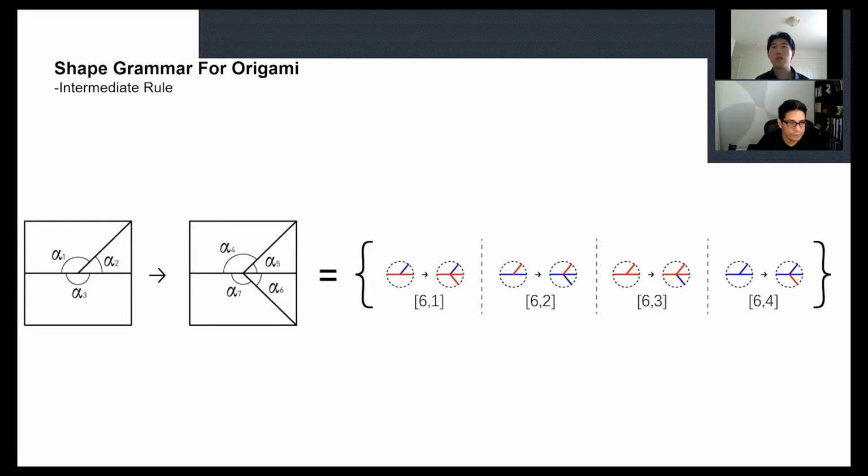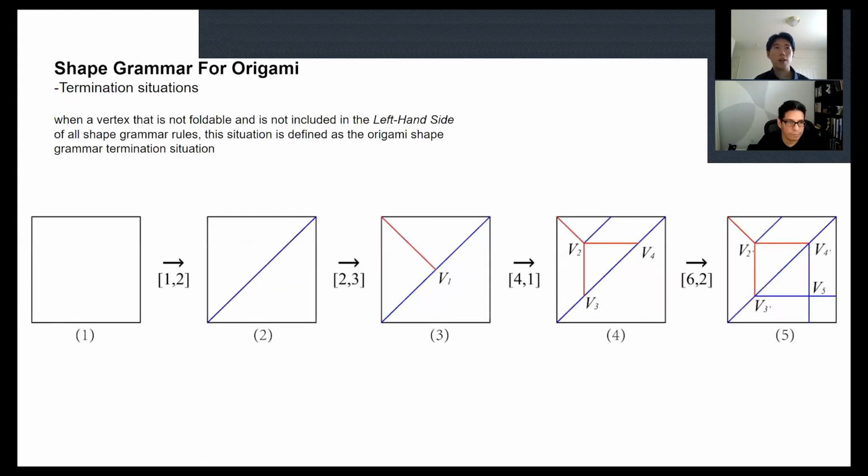One of the series of these rules is shown here. It creates a new line connected to the vertex, and the angles between crease lines meet the requirements, which is alpha 6 equal to alpha 5, and alpha 6 plus alpha 7 equals 180 degrees. And also, the final crease pattern needs to satisfy all the mathematical theorems to form a foldable crease pattern, because an unfoldable crease pattern is meaningless in origami design.